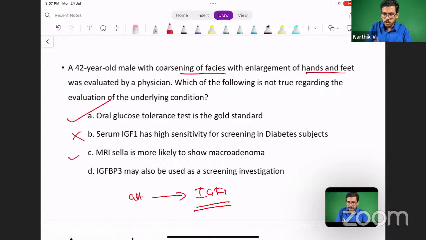MRI is more likely to show macroadenoma, which we have discussed. IGF-BP3, just like IGF-1, can also be used as a screening investigation.